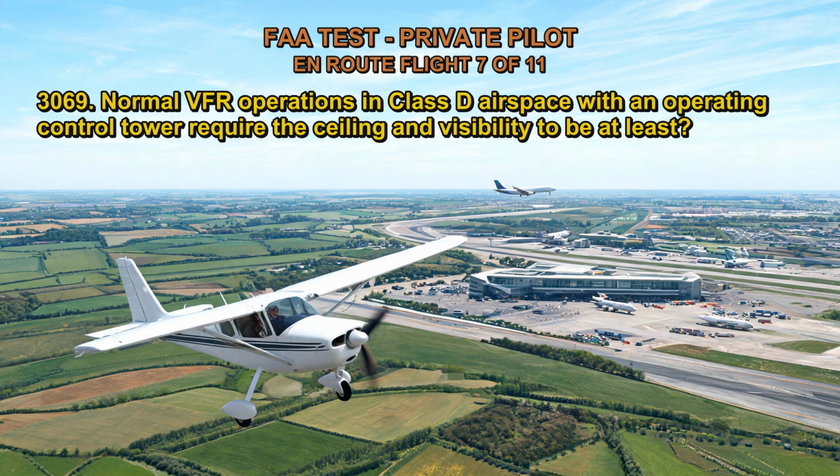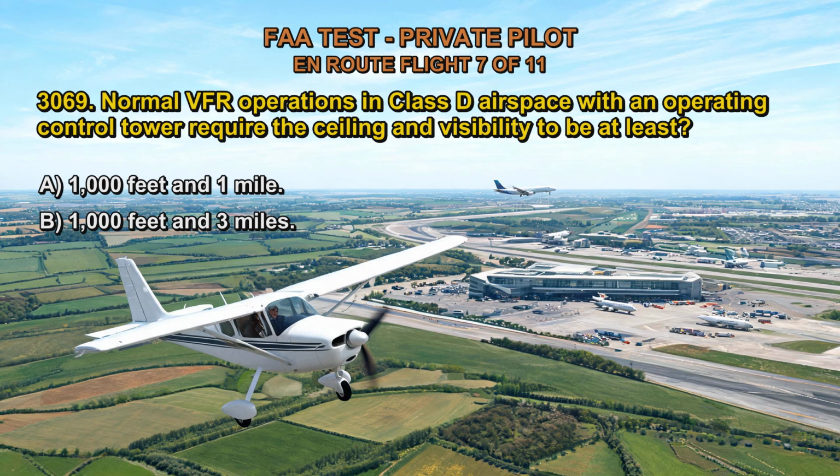3069. Normal VFR operations in Class D airspace with an operating control tower require the ceiling and visibility to be at least A. 1,000 feet and 1 mile. B. 1,000 feet and 3 miles. C. 2,500 feet and 3 miles.